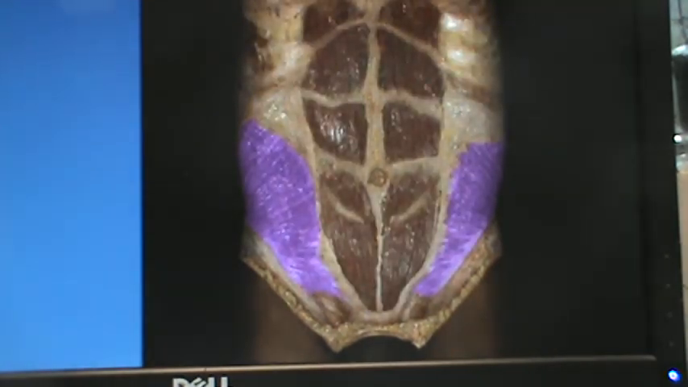What would be the origin of this one? Why, that would be the ileum. What would be the insertion? That would be the pubic crest. What would be the action? Flexes and rotates the vertebrae and compresses the abdominal wall. Okay. Onward.